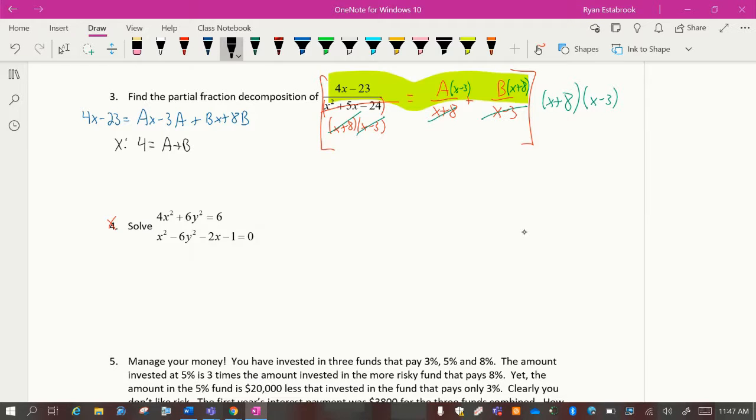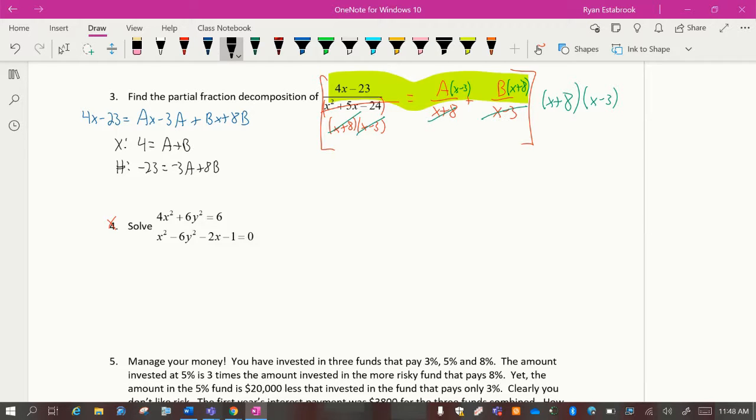Then there is the number component of this. On the left is negative 23. On the right is negative 3a plus 8b. So that black system needs to be solved. There are now 2 equations and 2 variables, a and b.